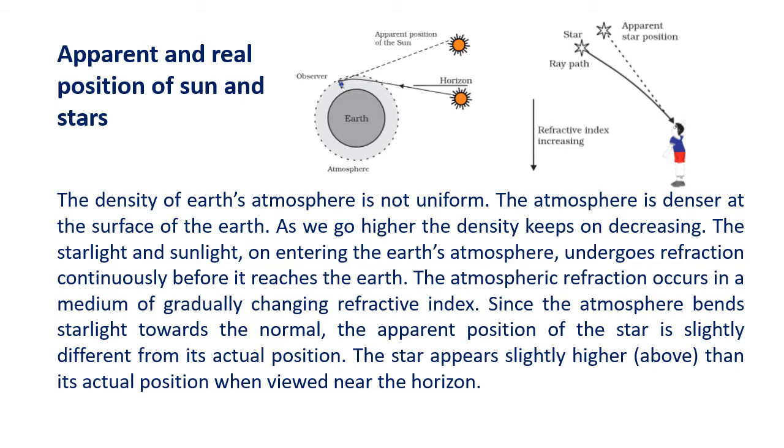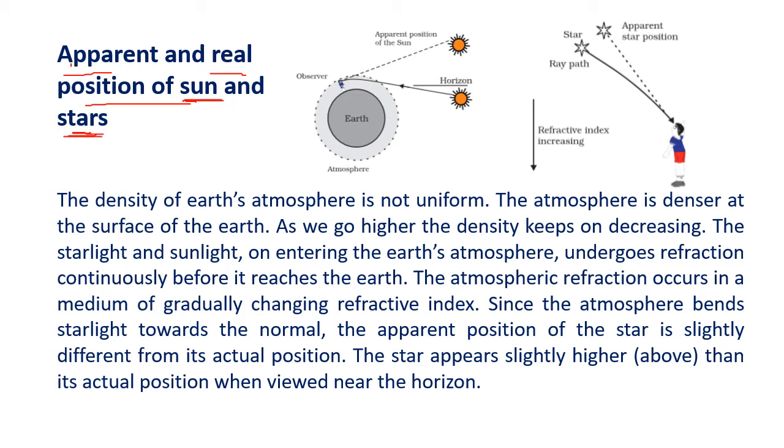Now atmosphere is doing one more thing, which is what we see as the apparent position and the real position of the sun and the stars. We can even see the moon, but the moon is nearer to us, but the sun and the stars are sources of light.